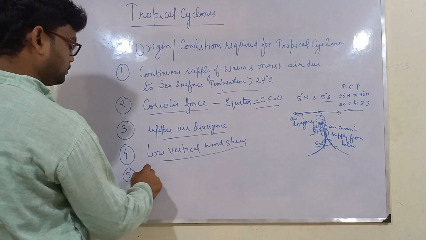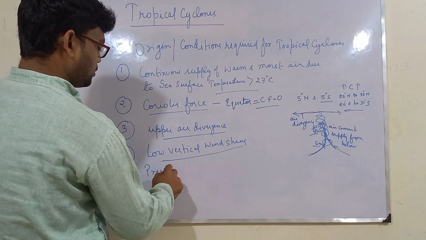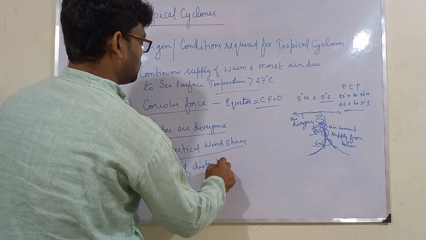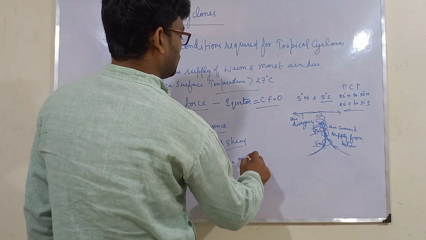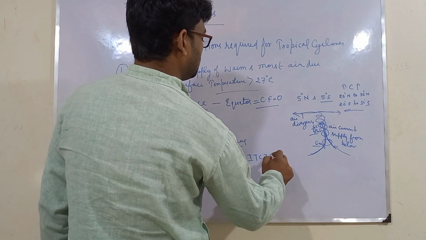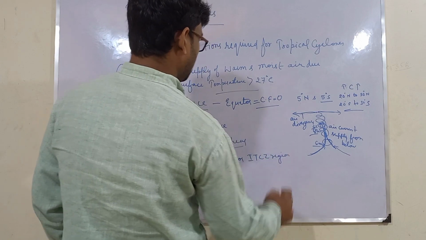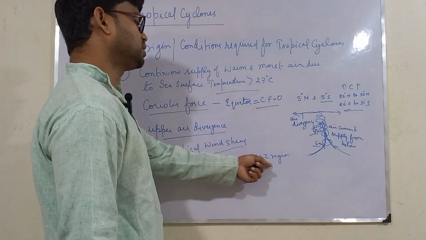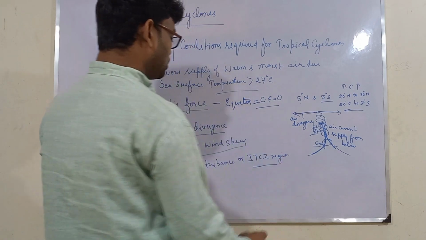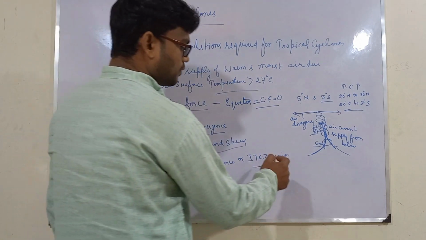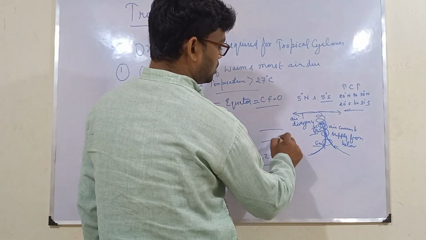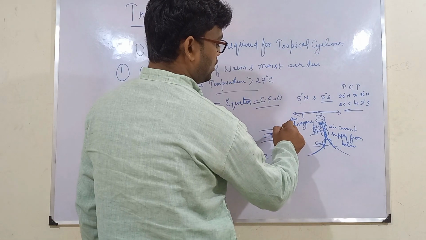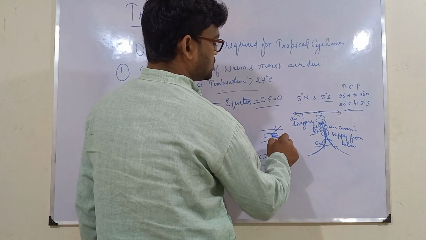Fifth one is presence of disturbance or ITCZ region. Now presence of disturbance or ITCZ region means that generally most of the cyclones are formed in ITCZ regions. Why? Because disturbance is already present there. We know that the ITCZ region is characterized by converging air masses, means low pressure area, and wind from high pressure area converges here.